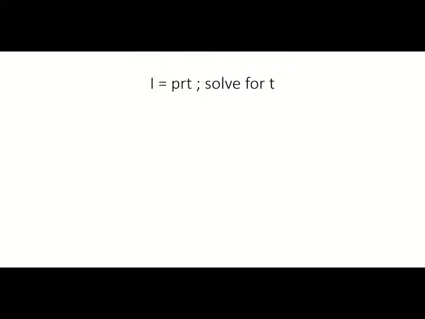So when we solve literal equations, we're going to think about what's happening and we're going to undo that process. For this equation, the goal is to get t by itself. Right now the t is being multiplied with both P and R. So when we want to get rid of P and R, the opposite would be to divide both sides by P and R.